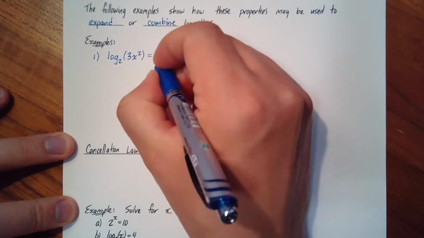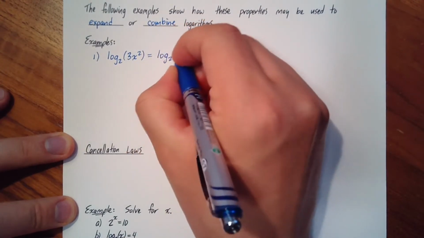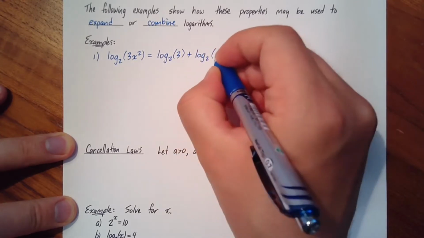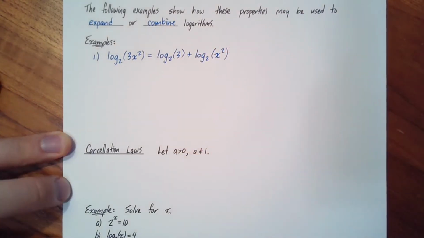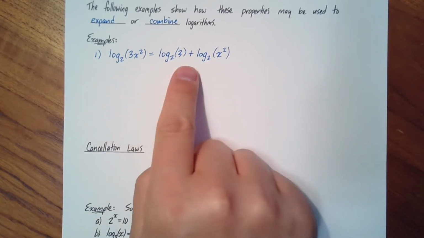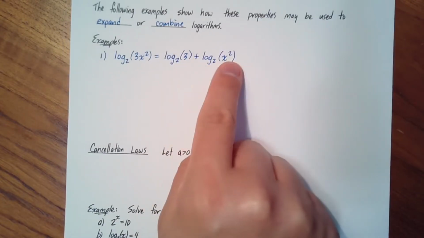This is going to be equal to log base 2 of 3 plus log base 2 of x squared. That's an example of expanding a logarithm. You can actually go a little bit further. If the instructions ever told you to completely expand this logarithm, you wouldn't stop here, because you can go a little bit further with that exponent.